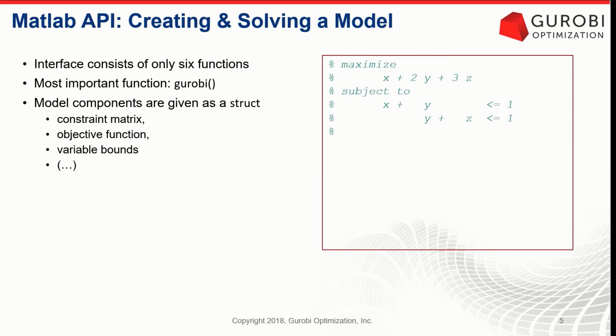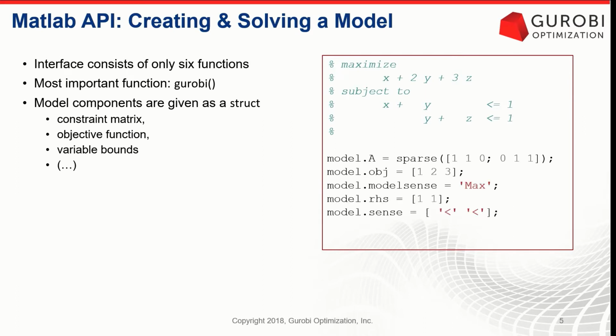Let's try to understand what it means with a simple example on the right. The first thing we do is we create a model struct and set the field A to be the constraint matrix. Then we add all the remaining model data, the objective vector and the model sense, the right-hand side values and the constraint senses. Then we take this model, which is a struct, and just pass it to gurobi.